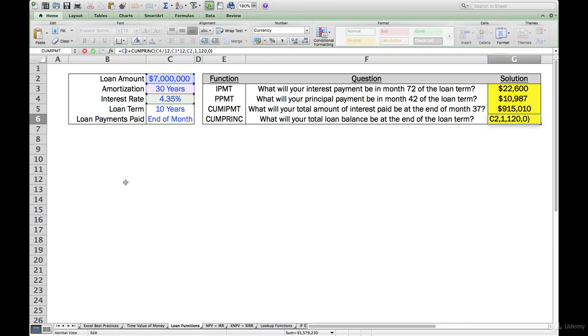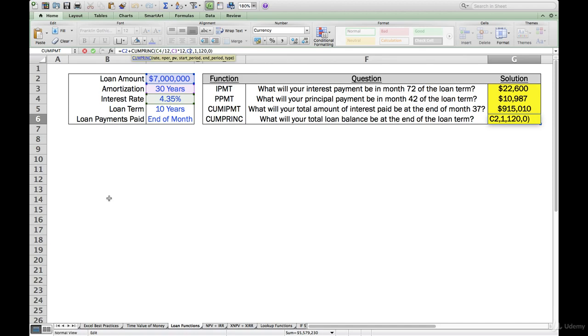So we'll start with C2. So C2 is the initial loan amount. The cumulative principal payment is going to show up as a negative number in this scenario, and that's why we are adding that. So we'll do C2 plus the cum principal payment. Again, we have the rate of C4 divided by 12 to get a monthly rate. We have the number of periods, so C3 times 12 to get a monthly amortization period. We have the present value of the loan amount.